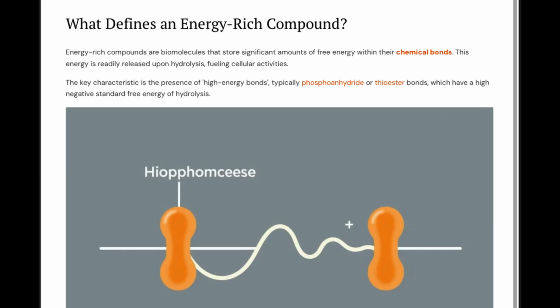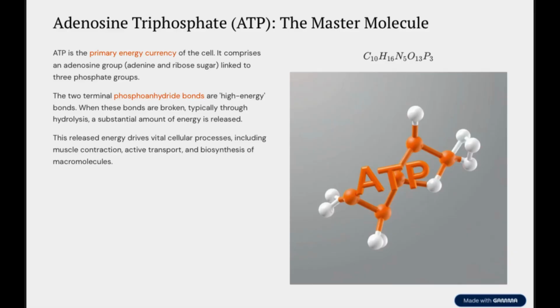What defines an energy-rich compound? Energy-rich compounds are biomolecules that store significant amounts of free energy within their chemical bonds. This energy is readily released upon hydrolysis, fueling cellular activities. Adenosine triphosphate, ATP. The master molecule ATP is the primary energy currency of the cell. It comprises an adenosine group, adenine and ribose sugar, linked to 3 phosphate groups. The 2 terminal phosphoanhydride bonds.